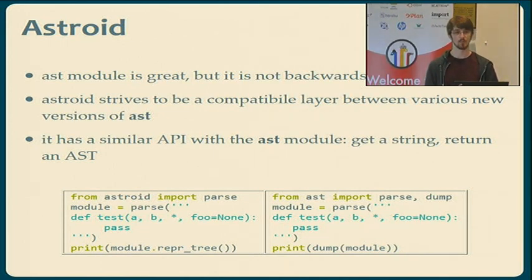And we need to have a compatibility layer that we can work with from Python 2.7 up to 3.5, and that needs to work on PyPy, on Jython, or any other interpreter. So we're striving to build Astroid to be as compatible as possible. So it has a standard API, basically. Yeah, and Astroid's API is actually pretty similar with the AST API, in the sense that you give it a string and you obtain an AST afterwards.